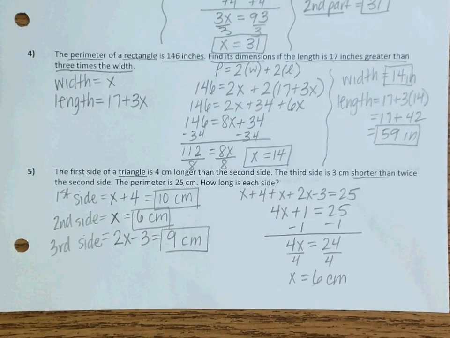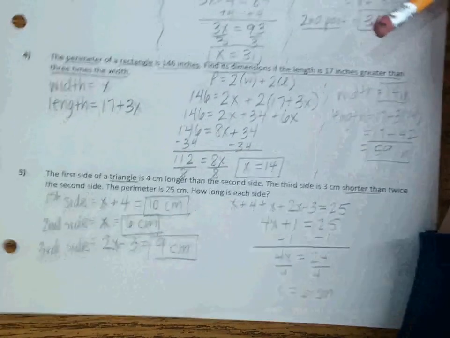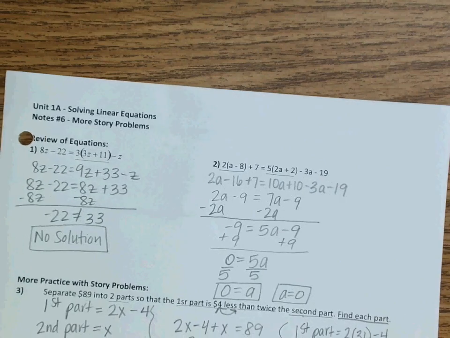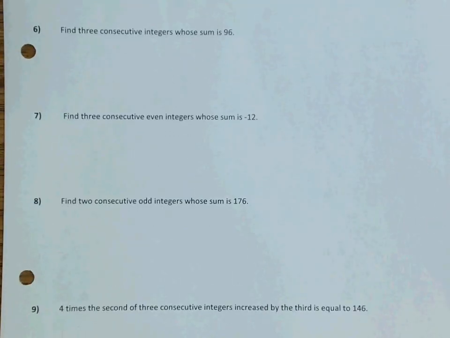So we'll do a few more story problems together right now. Okay, so flip it over. Mine is actually on a separate sheet. So here we go. Let's do number 6. So for number 6, it says find 3 consecutive integers whose sum is 96.